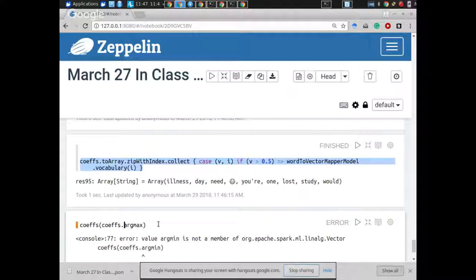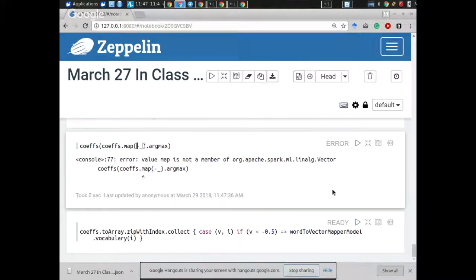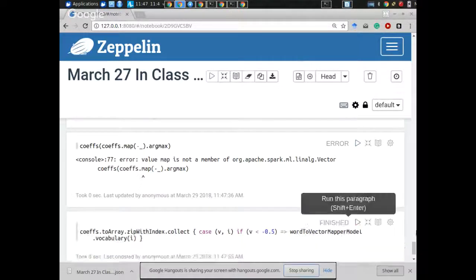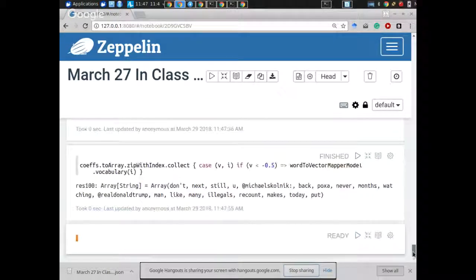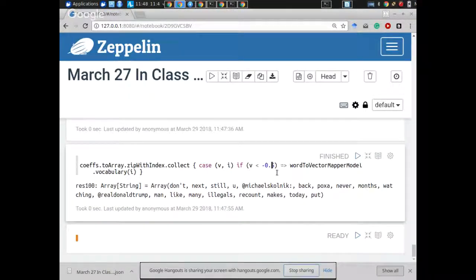Well, we could map each to its inverse, to minus its current value, and then do argmax of that. Oh, map is not a member. What? Map is not a member of. Oh, it's a special vector. Okay. There's probably a similar thing, but we'll just try minus 0.5. Okay. So let's try minus 1.